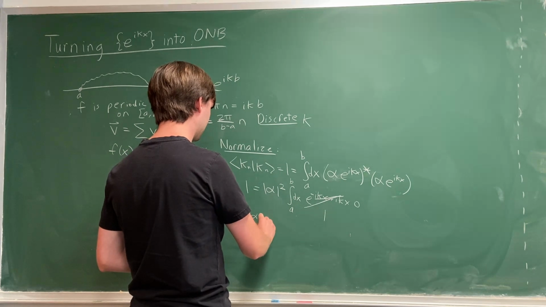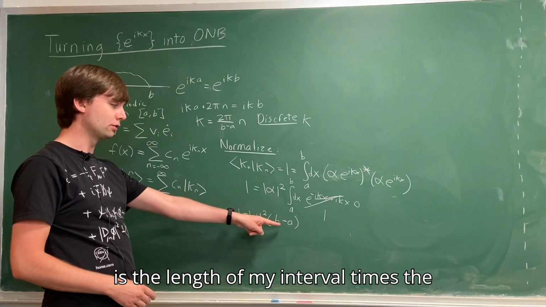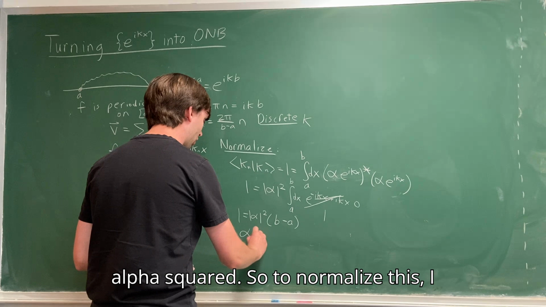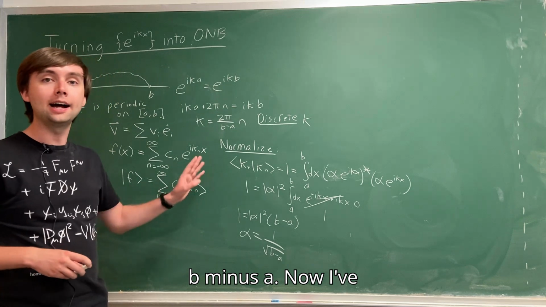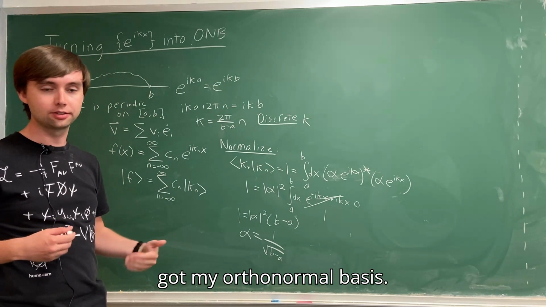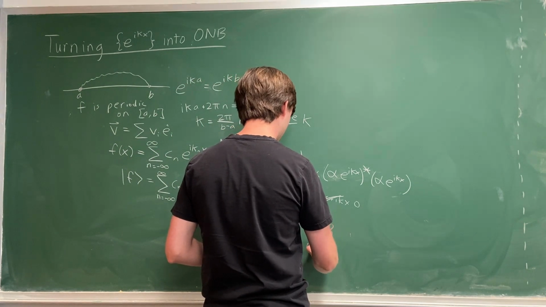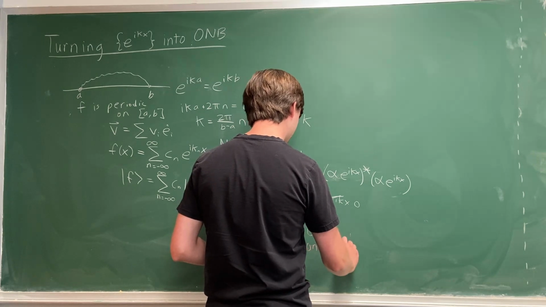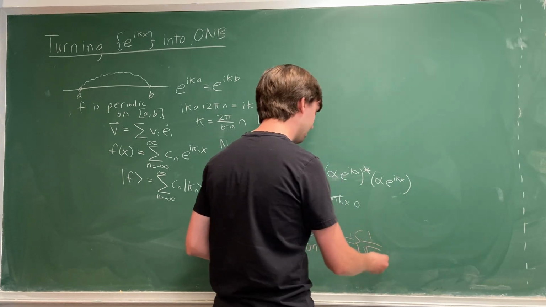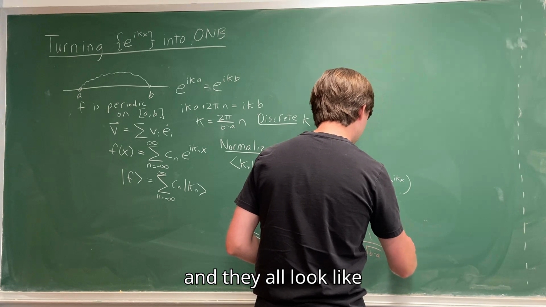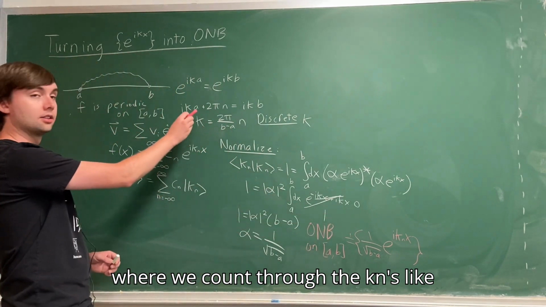So what I get is the length of my interval times the alpha squared. So to normalize this, I need alpha to be 1 over root b minus a. Now I've got my orthonormal basis. However, this is only for that set of periodic functions. We've got a normalization constant, and they all look like complex exponentials, where we count through the k n's like this.